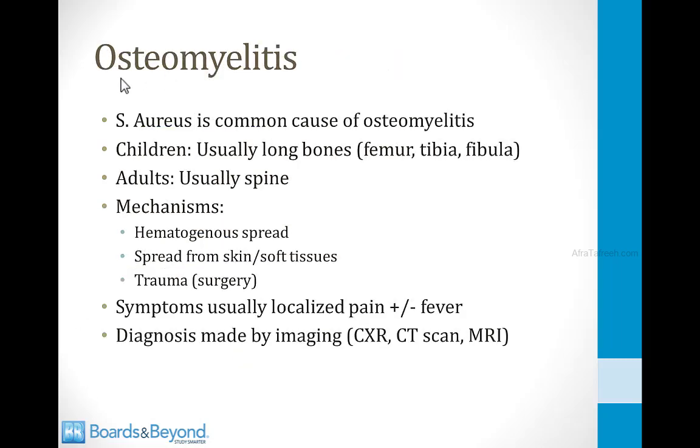Osteomyelitis is a rare infection, but when it does occur, Staph aureus is a common cause. In children, they usually get osteomyelitis in their long bones, like the femur, the tibia, and the fibula. In adults, the bacteria usually land in the spine and cause infection there. There are a couple ways by which the bacteria get to the bones to cause osteomyelitis. The bacteria can spread through the bloodstream. I just described for you how you can accidentally introduce bacteria into the bloodstream with a central line, and if that happens, not only can endocarditis occur, but also osteomyelitis.